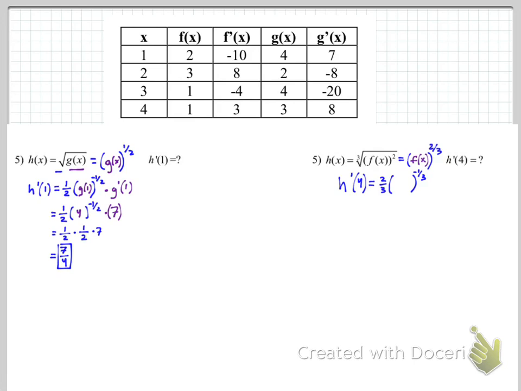So bring the 2/3 out in front. 2/3 minus 1 is negative 1/3. Notice we left f of 4 on the inside, and f prime of 4 is multiplied by the outside. Well, the nice thing about f of 4 is it's just 1, and 1 to any power is just 1. So we have 2/3 times 3, also known as 2.